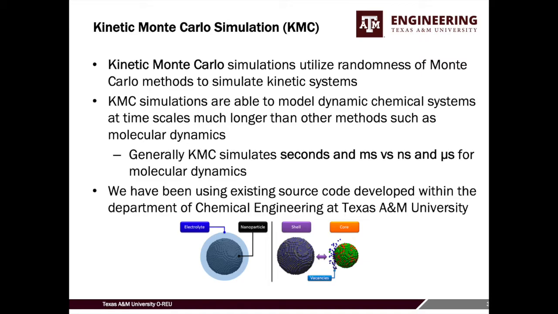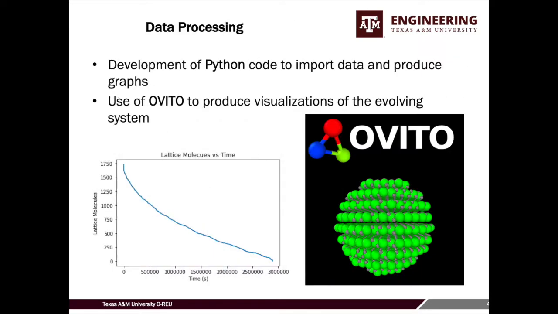And finally, we have been using existing source code developed within the Department of Chemical Engineering here at Texas A&M University, and just modifying that rather than starting from scratch on a new kinetic Monte Carlo model. So this code is initially designed to model the metal-water interface, so a lot of the work down the line that I'll be talking about is actually in adapting that code to be able to function with the ionic solids that we've been modeling. Now on to phase one, which was, again, designing a data processing pipeline.